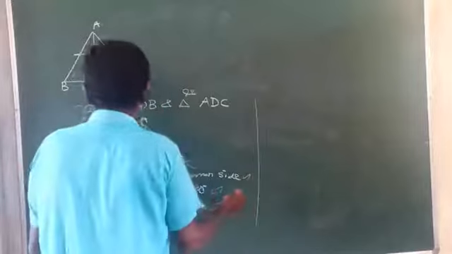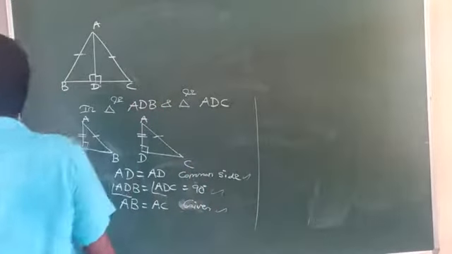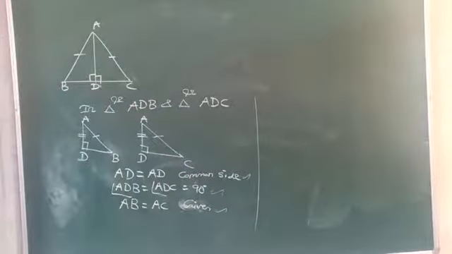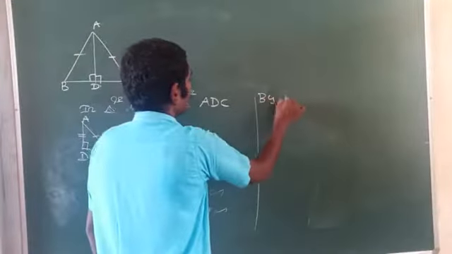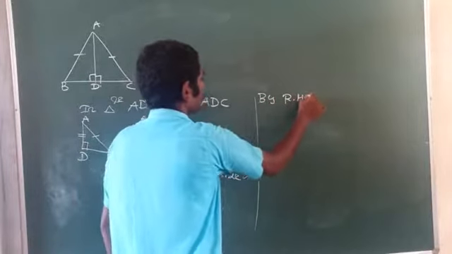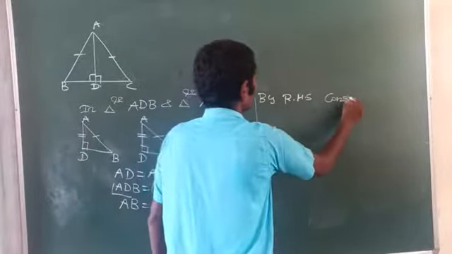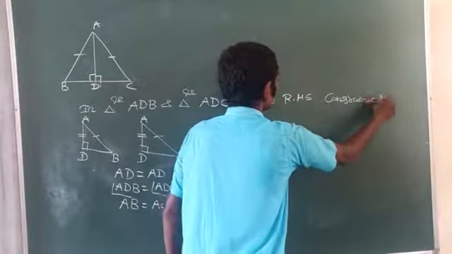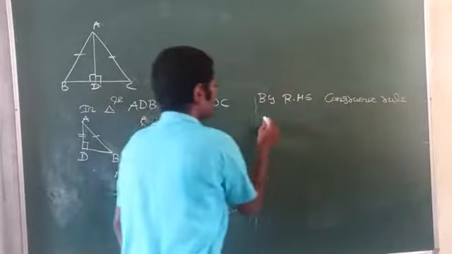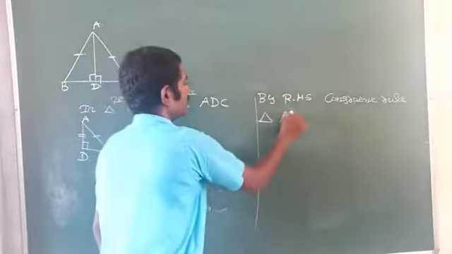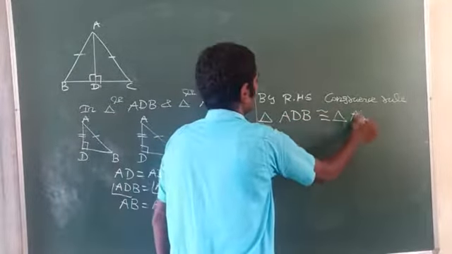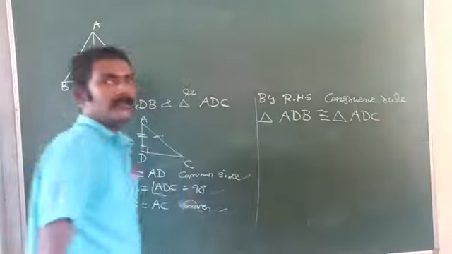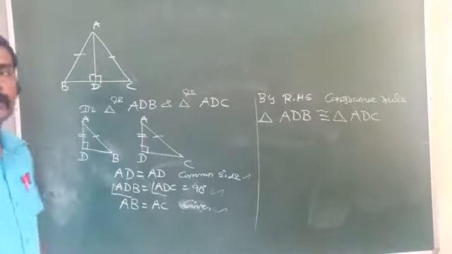Which two triangles are congruent? By RHS congruence rule, triangle ADB is congruent to triangle ADC. Are you getting here? Triangle ADB is congruent to triangle ADC.